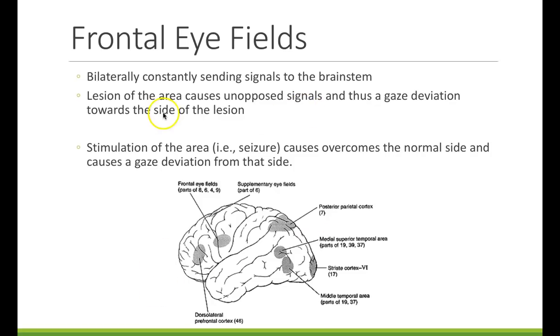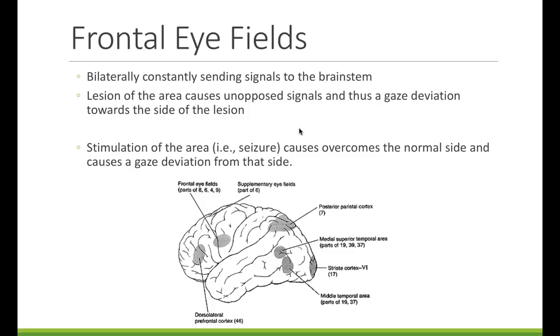The frontal eye fields are constantly sending signals to the brainstem. If you have a lesion of one side, it causes unopposed signals, and so there will be a gaze deviation towards the side of the lesion. For example, if there is a lesion of the right frontal lobe, the left frontal eye field will take over and drive the eyes over towards the right side. So the patient looks towards the side of the lesion.